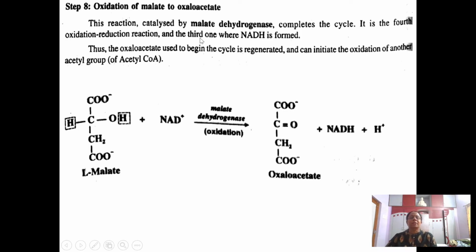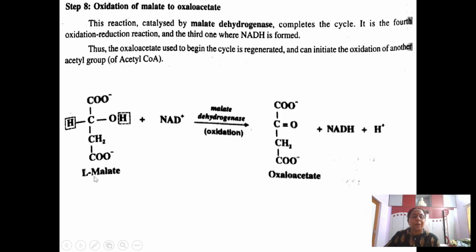See, in this reaction, what is the enzyme? Malate dehydrogenase. You see, this malate dehydrogenase will complete the Krupp cycle. Okay, up to here we have learned 3 oxidation reduction reactions. This is the 4th oxidation reduction reaction, and the last NADH. I have been telling you in Krupp cycle there are 3 NADH molecules released. In this cycle, the 3rd NADH molecule is obtained.